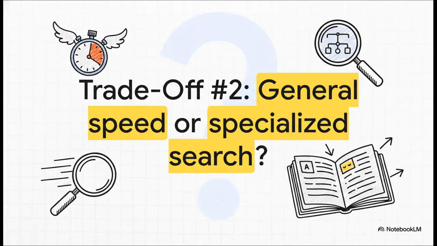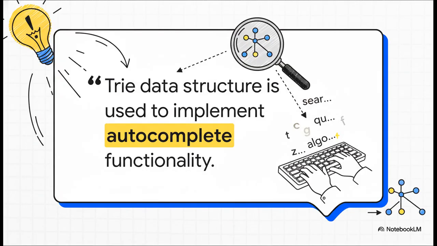All right, let's look at our next trade-off. What if your main job is searching? You might think, okay, just grab the fastest lookup tool, right? But what if you need a very specific kind of search? And here it is, that big aha moment. Have you ever wondered how autocomplete works when you're typing in a search bar? It's all thanks to a really specialized data structure called a trie.